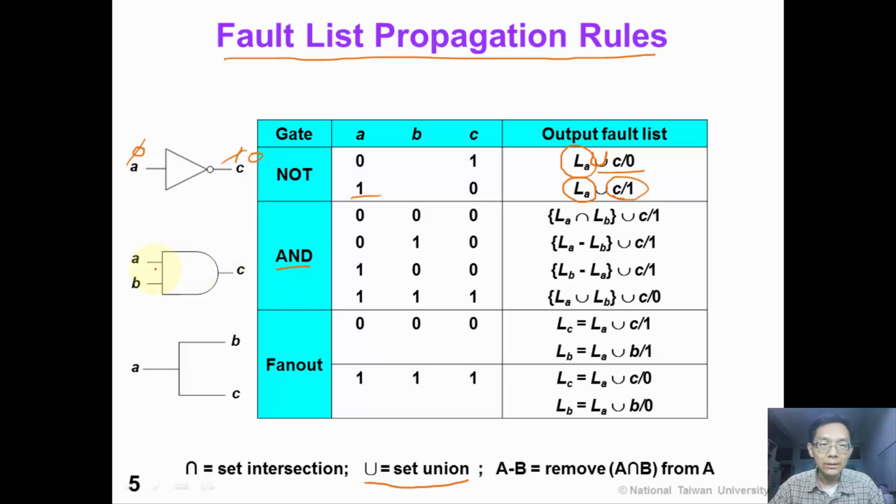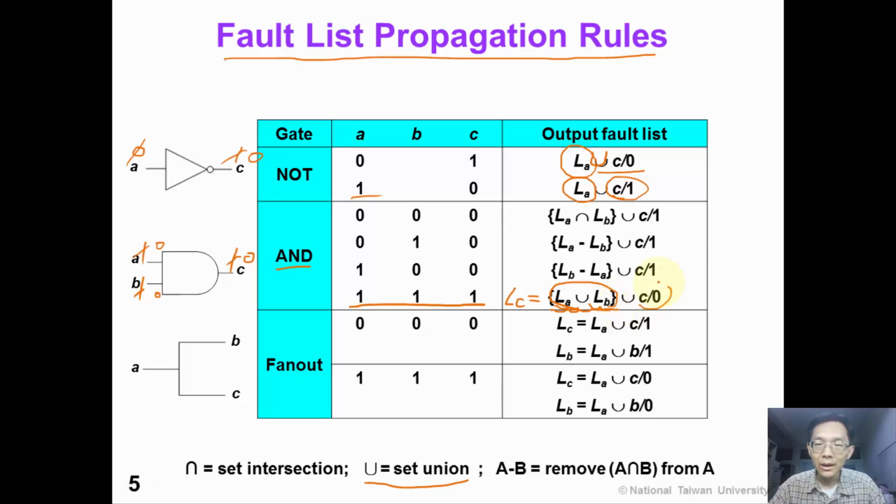For the AND gate, suppose that both A and B are 1, so the output C is 1. In this case, the output fault list LC is equal to the union of LA and LB, because any fault that flips either A or B can flip the output C. So we take the union of the two non-controlling inputs.